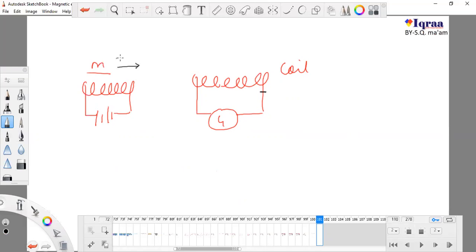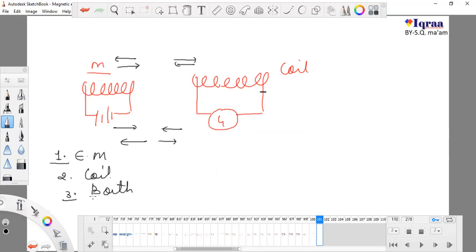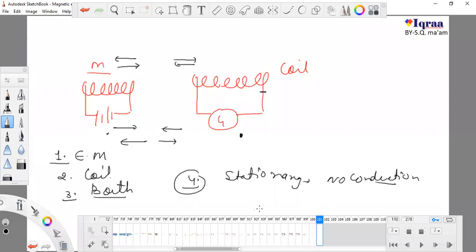First way, either you should move the electromagnet or magnet. Second, either you should move the coil. And the third thing is you should move both of them, closer and apart. The only method which is discarded is if both of them are stationary. This is stationary and this is stationary, then there will be no induction. So a stationary thing doesn't work.